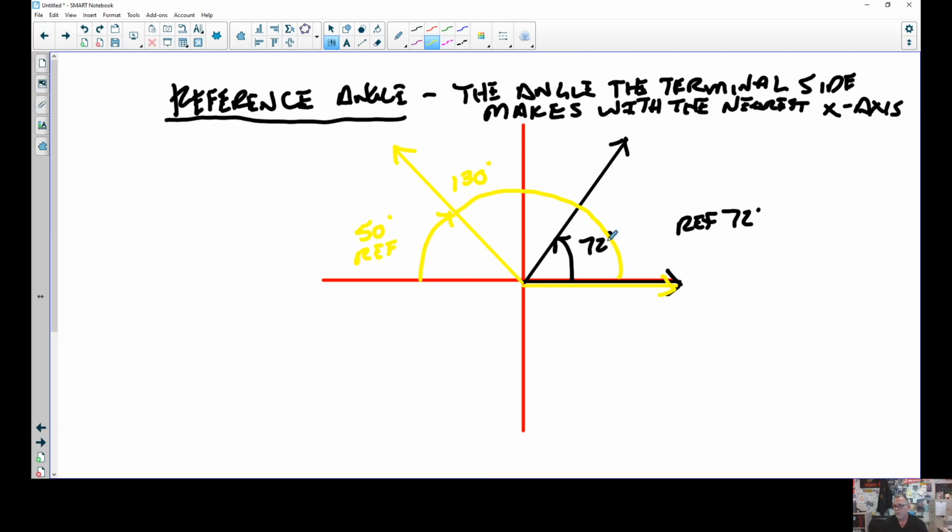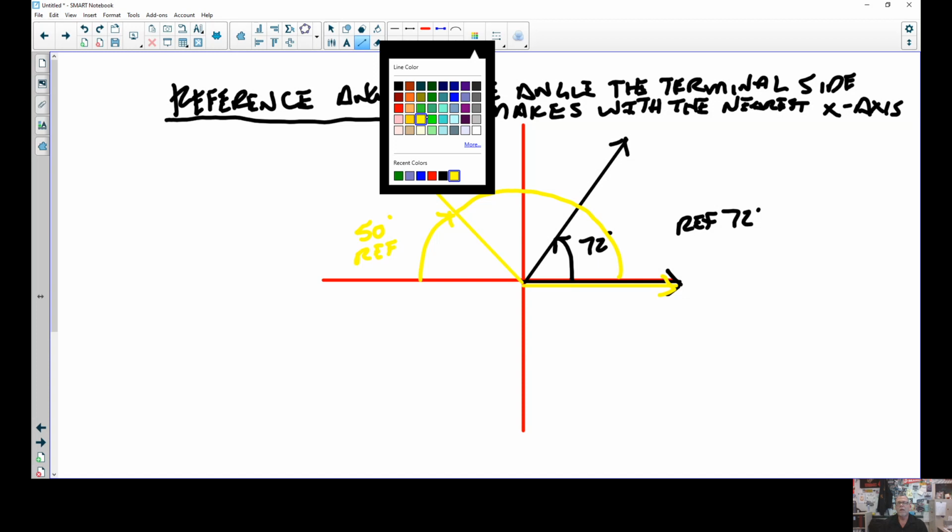Reference angle in the first quadrant for this one, 72 degrees, was 72 degrees. This was a 130 degree angle, 50 degree reference angle. All right, these are going to become very important to us later on. So let's look at another one. Let's go to a third quadrant angle, and let's use another color.